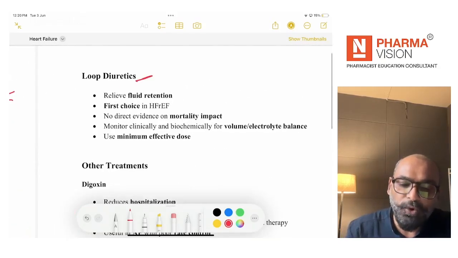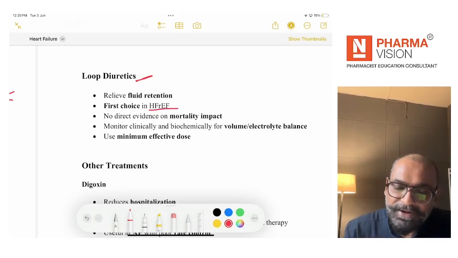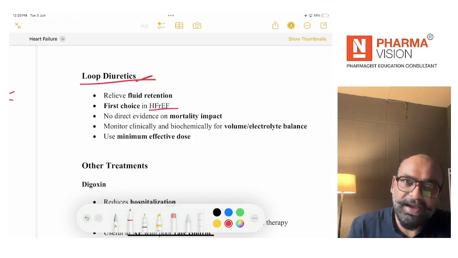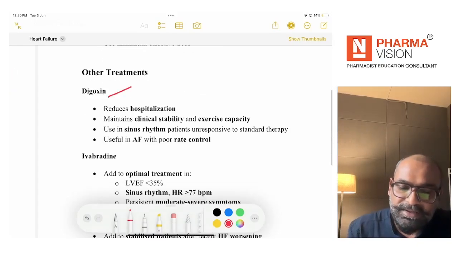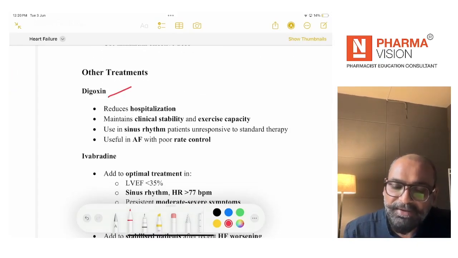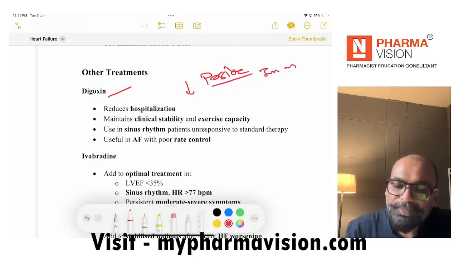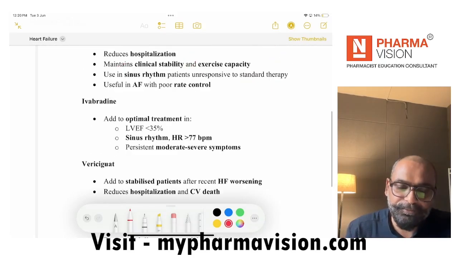Loop diuretics are important especially for low ejection fraction, because in low ejection fraction fluid accumulation is the main concern. Excessive fluid can be flushed out with the help of strong diuresis like loop diuretics. Digoxin is also important, especially when the patient has low ejection fraction. In that situation, there is a positive inotropic effect, and the positive inotropic effect improves the ejection fraction.